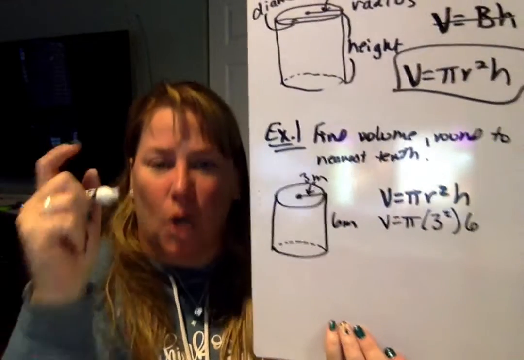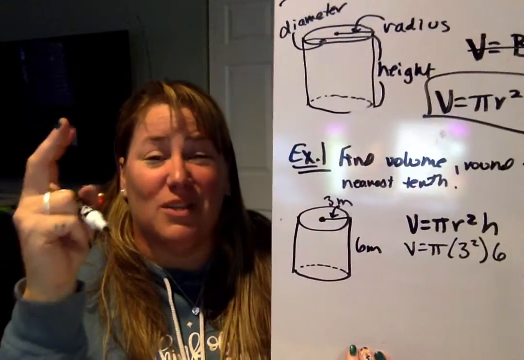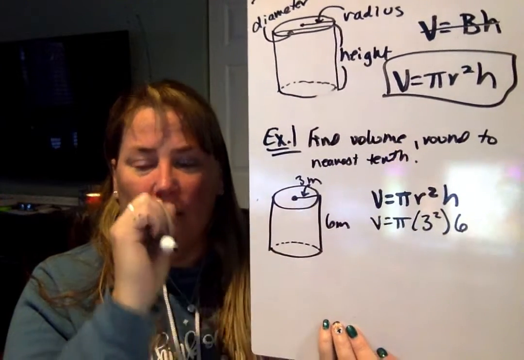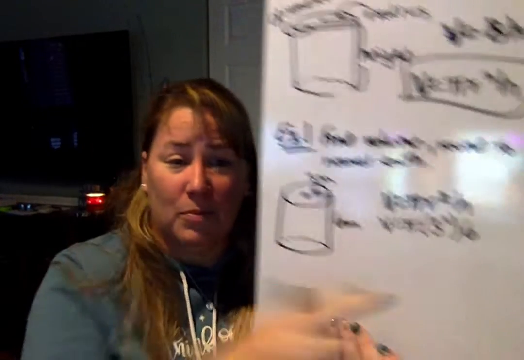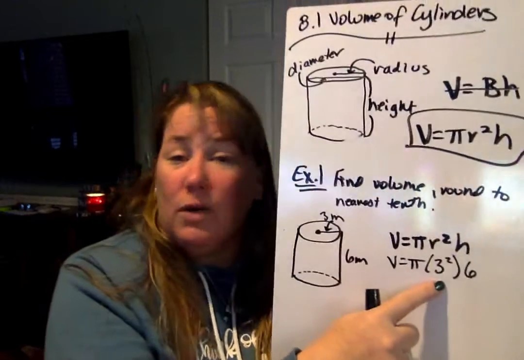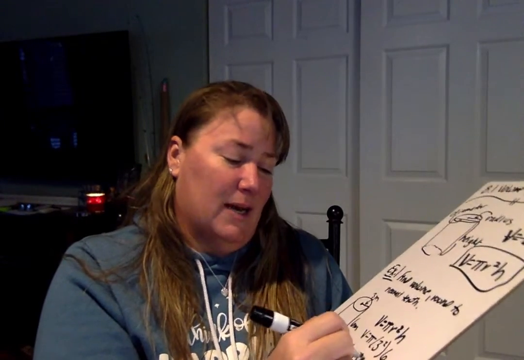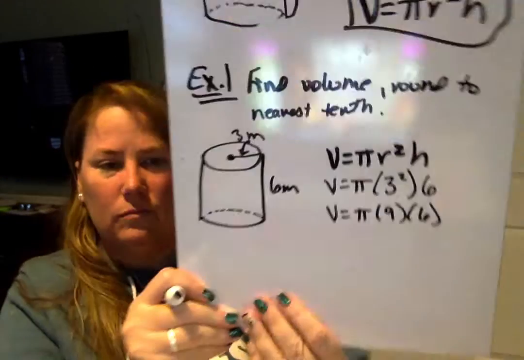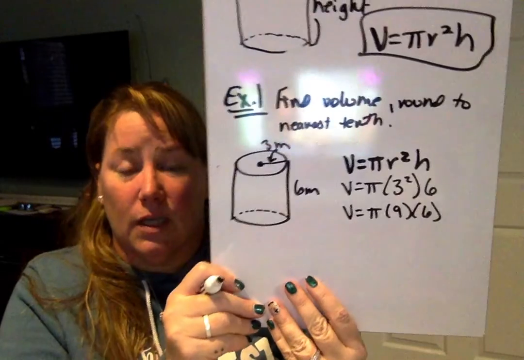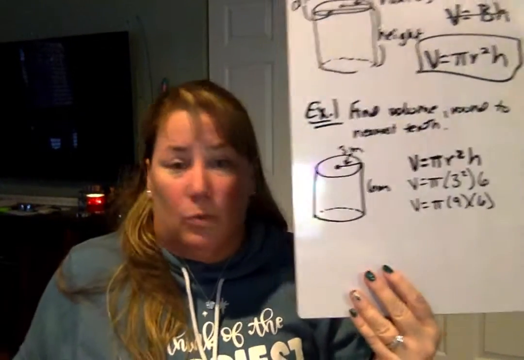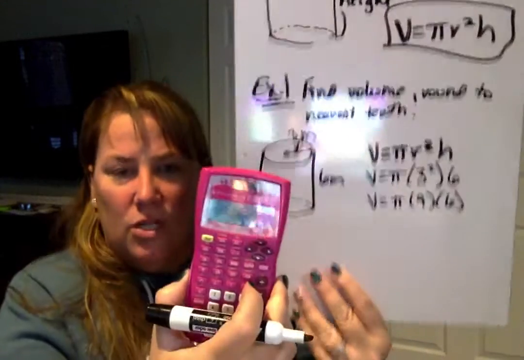So the first step is always write your formula. The second step is always plug in what you know. Third step, you're going to square whatever number you have to square. So volume equals pi times 9 times 6. And from here, we're going to switch to our calculator. Yes, I want you using calculators. So on here, we're going to multiply pi times 9 times 6.